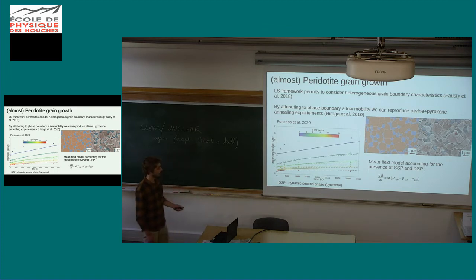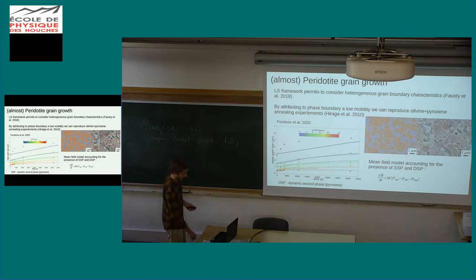We also calibrate a mean field model which accounts for the presence of static second phase such as spinel, accounting for the grain size of the static particles and the volume fraction. We also account for the presence of dynamic second phase such as pyroxene, depending on their grain size and their volume fraction.